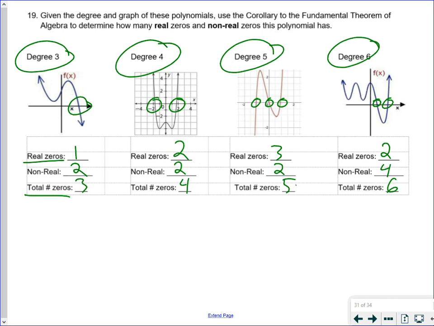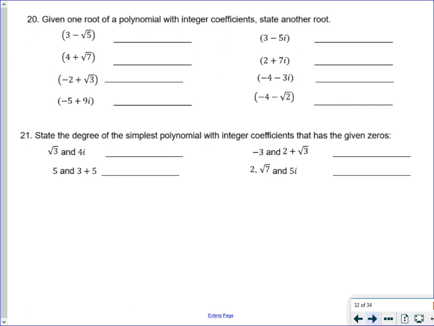Okay? So let's keep on going. Number 20, we're given one root of a polynomial with integer coefficients. We need to say another root. So remember, whenever you have a root or a zero with a square root in it or an i in it, you have to have a pair with it. It always comes in pairs. And that's because of how the quadratic formula works. If you use the quadratic formula, you always come out with 2 zeros, because you have the plus or minus there. So it gives you 2 zeros with the quadratic formula.